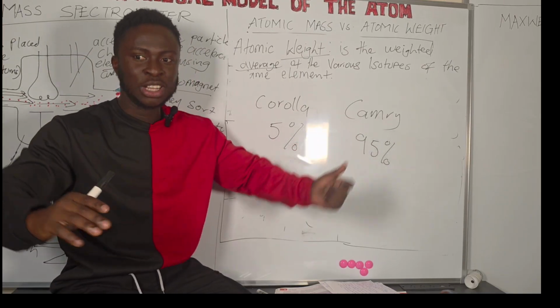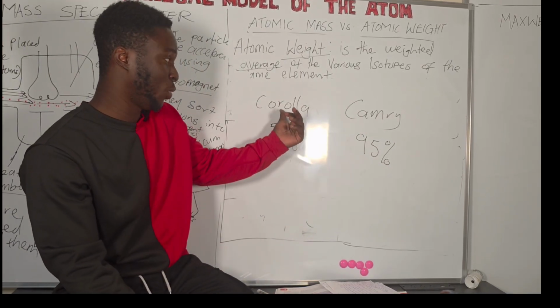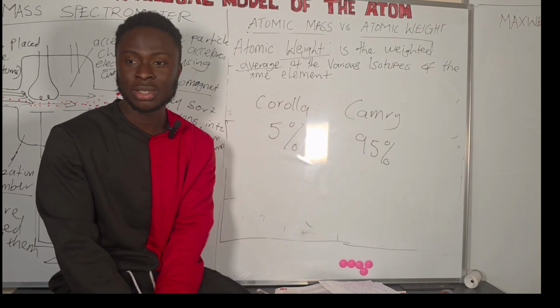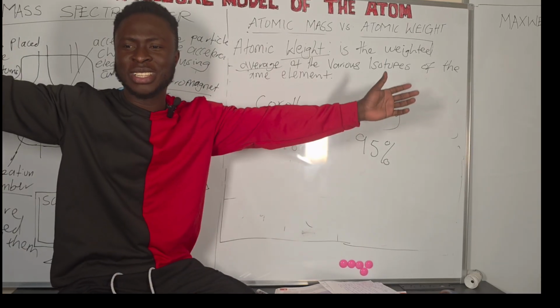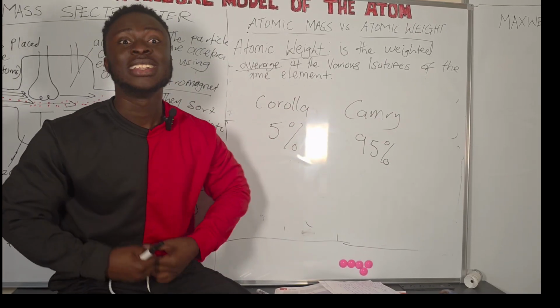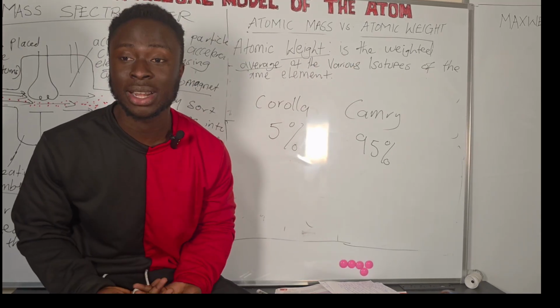So if at any point in time, I tell you to go to the street and find me a Toyota car, do you think that the chances of finding a Toyota Corolla are going to be the same as finding a Toyota Camry? No. You're going to find Toyota Camry everywhere on the streets, but rarely are you going to see a Corolla. That is how atomic weight and isotopes work.